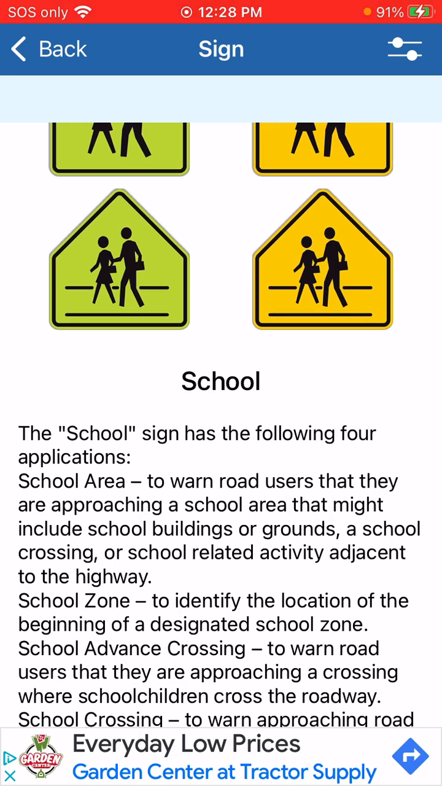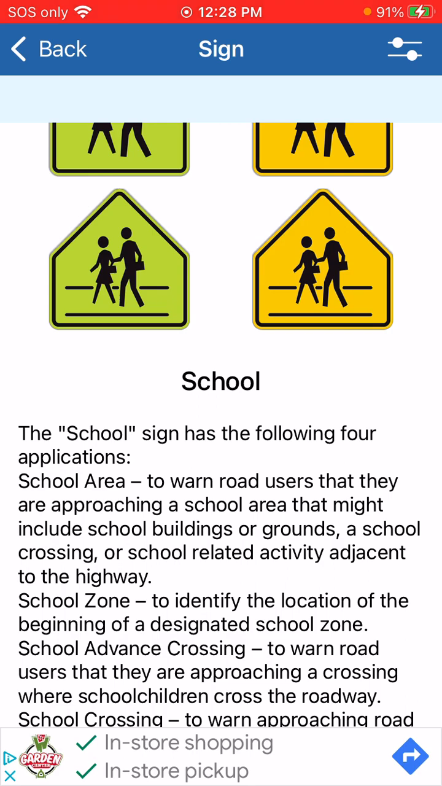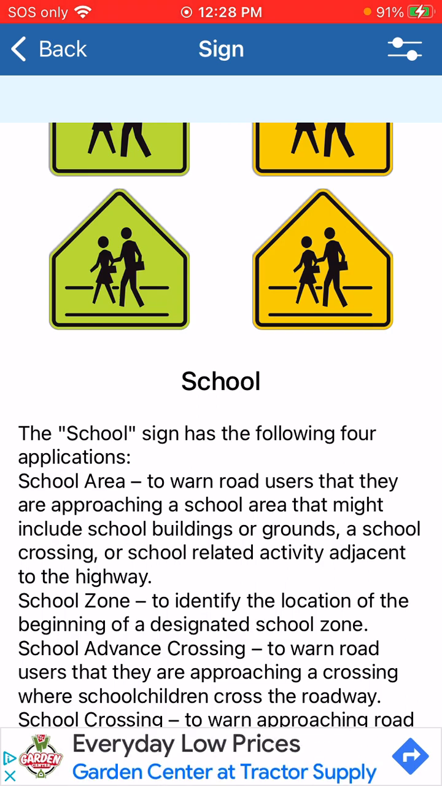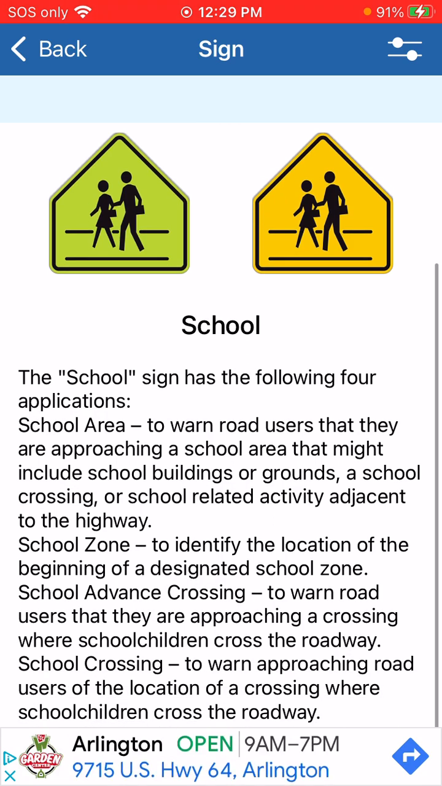School area, to warn road users that they are approaching a school area that might include school buildings or grounds. A school crossing, or school-related activity adjacent to the highway. School zone, to identify the location of the beginning of the designated school zone.